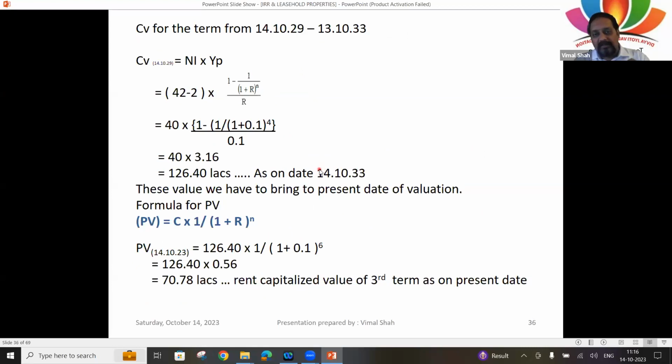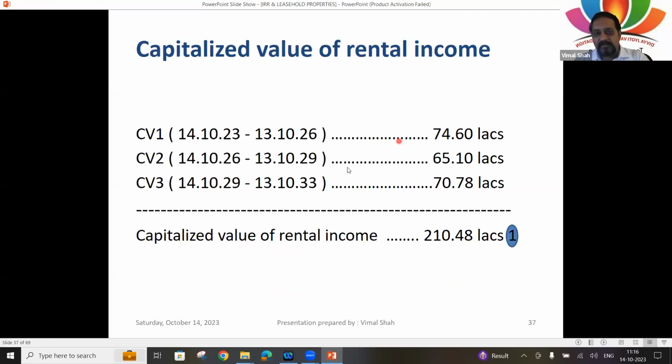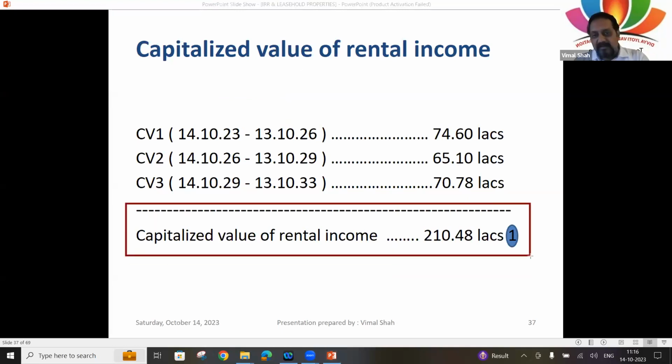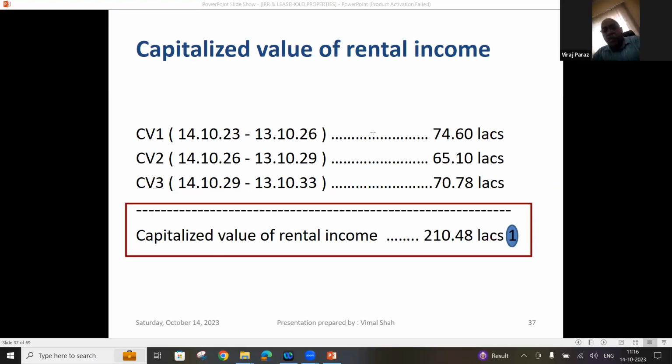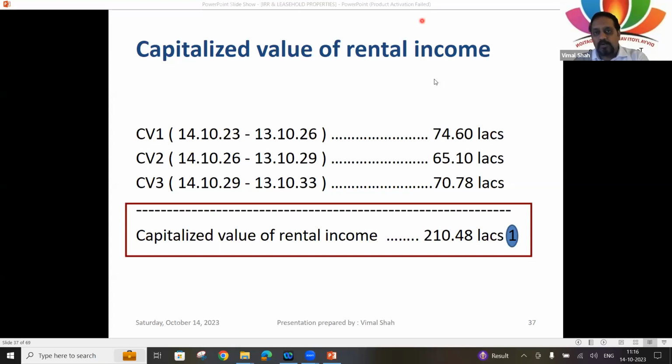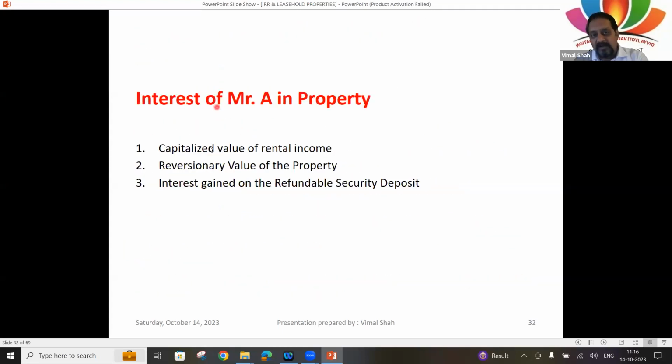Now we have calculated the value of all 3 rental terms, and then we will take the total. So now we are getting the capitalized value of the 10 years rental income as on today as 210.48 lakhs. This is his first interest in the property, the capitalized value of rental income. Now the second interest in the property is the reversionary value of the property.